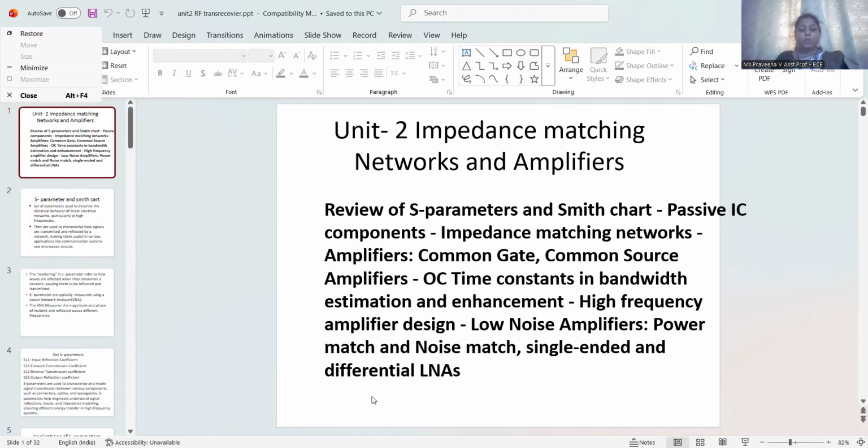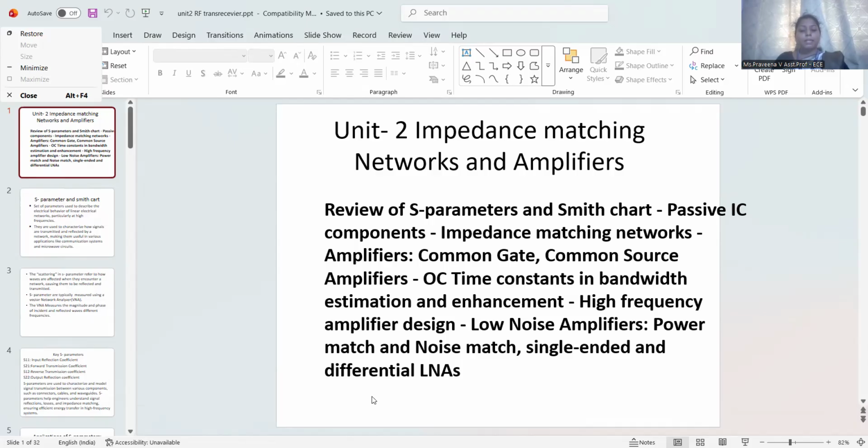Finally, we are going to study the low noise amplifier, that is LNA. An LNA amplifies a very weak signal while adding minimal noise. For example, in a GPS receiver in a smartphone, the received satellite signals are extremely weak, so the low noise amplifier will amplify the signals so that accurate location information can be obtained.